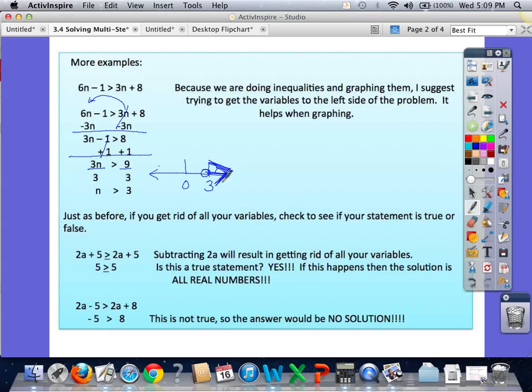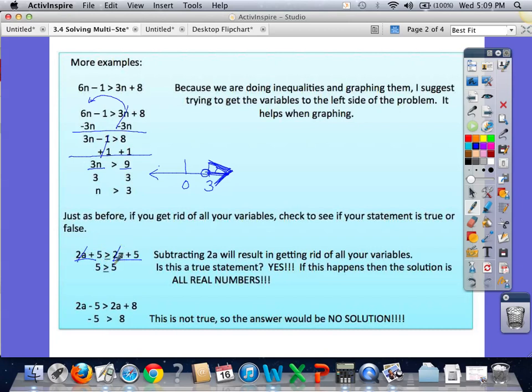Okay? Just as before, if you get rid of all your variables, check to see if your statement is true or false. In the next problem, we have 2a plus 5 is greater than or equal to 2a plus 5. If you'll notice, it's the same thing on both sides. So if you subtracted 2a, you'll get rid of all your variables. It's not 0a, it's just gone. It's 0. So if you had 0 and 0, you end up with 5 greater than or equal to 5, because these cancel.